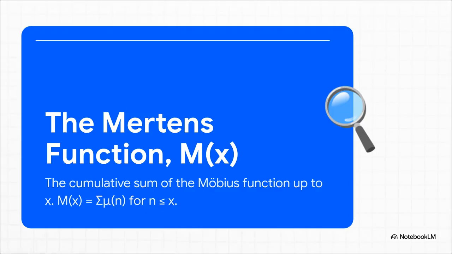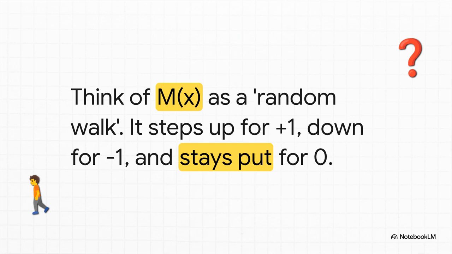We create a new function called the Mertens function, M of x. It's nothing fancy, it's just a running tally. You just add up all the values of our Mobius function, mu of n, from 1 all the way up to some number x. The best way to think about this is like a random walk. Imagine you're standing at 0. Every time our Mobius function spits out a +1, you take a step forward. If it's a -1, you take a step back. And if it's 0, you just stay put. So the big question is, where does this walk end up? Does it wander off to infinity? Or do the steps forward and backward pretty much cancel out, keeping you close to where you started?